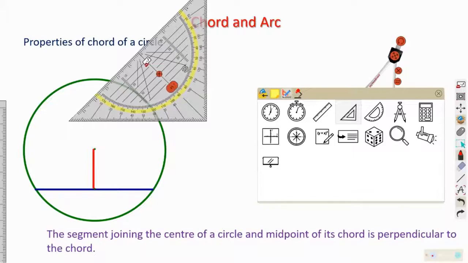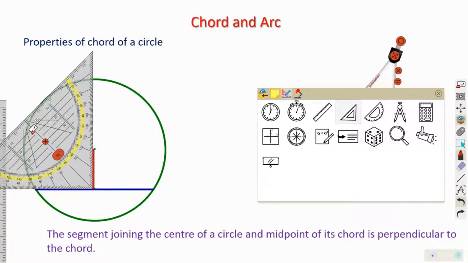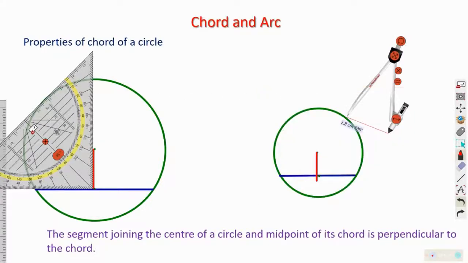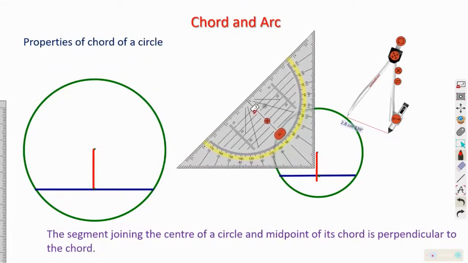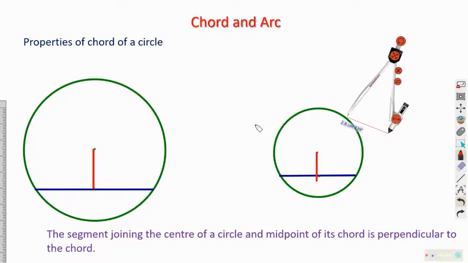This is a set square, which will help us to check whether the given line is perpendicular or not. This is a way of checking it. You can do it over here also. Bring it over here and check it. It is perpendicular. This way we say that these two lines are perpendicular. So the segment joining the center of a circle and the midpoint of its chord is perpendicular to the chord. This is a point that you should keep in mind.